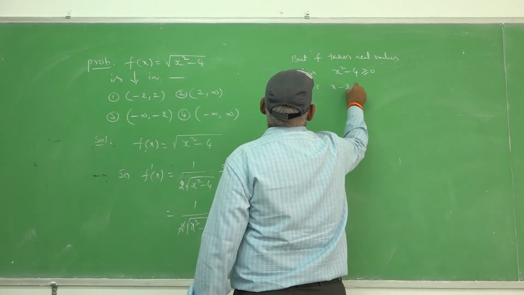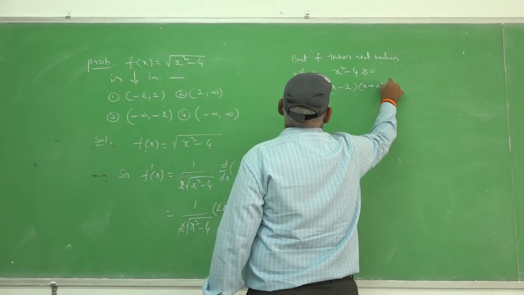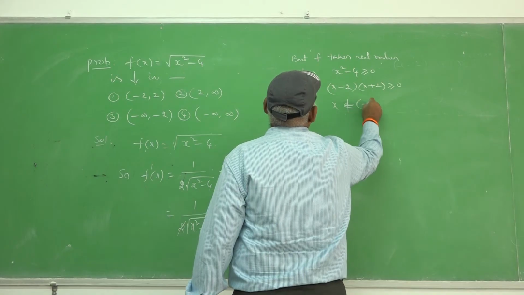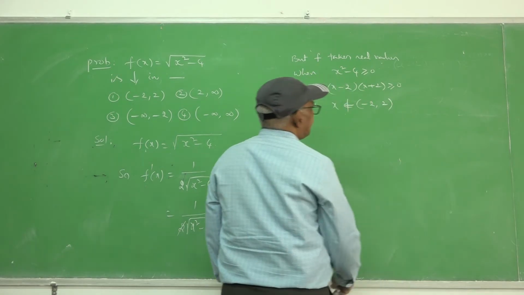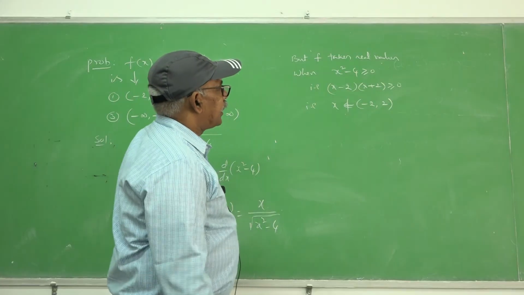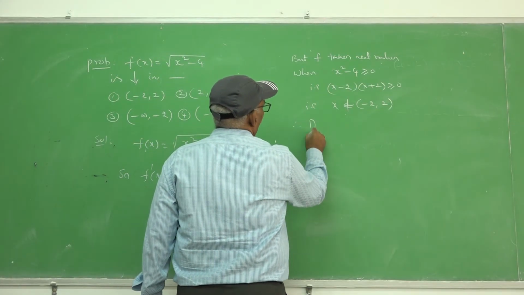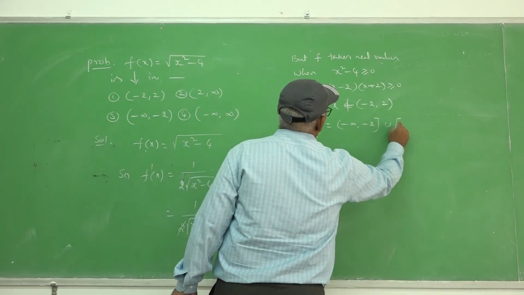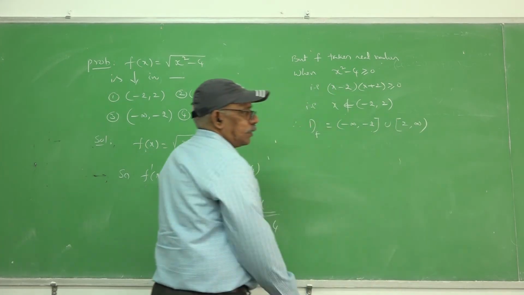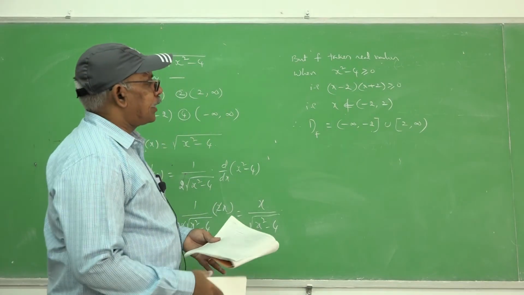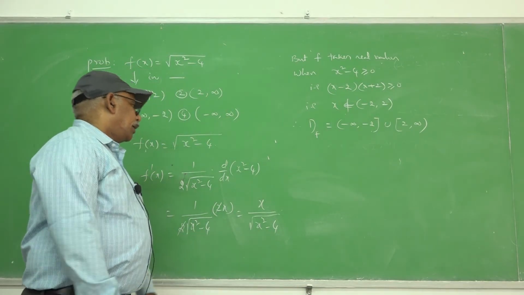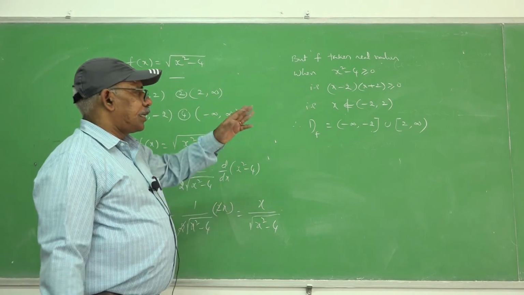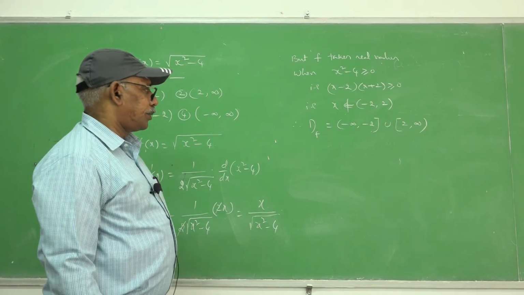That is x minus 2 into x plus 2 is greater than or equal to 0. That is x does not lie between minus 2 and 2 only, it is possible. So, the domain of the function is therefore domain of f equal to minus infinity to minus 2 union 2 to infinity. Only x must take these values. So, in these values x square minus 4 is greater than or equal to 0.